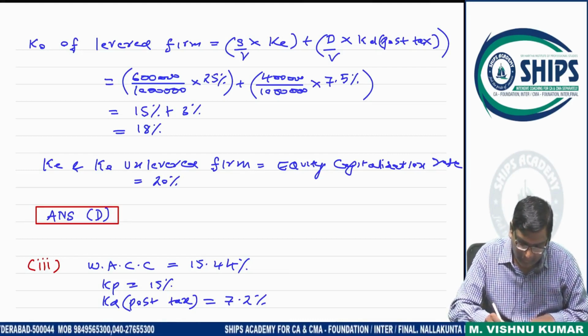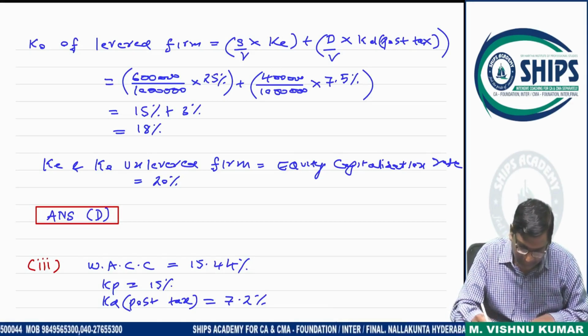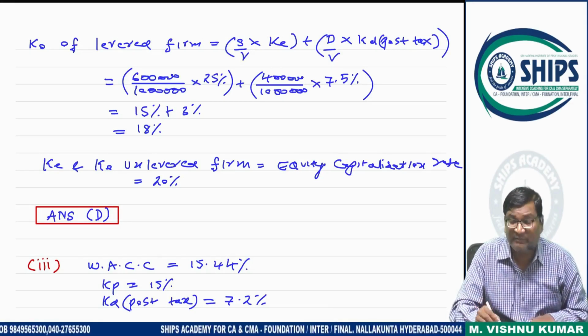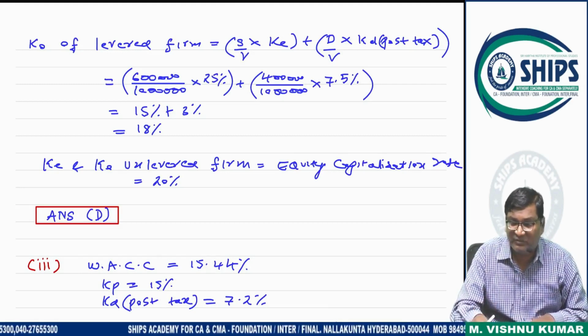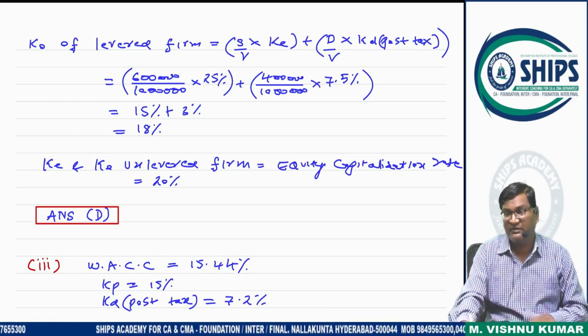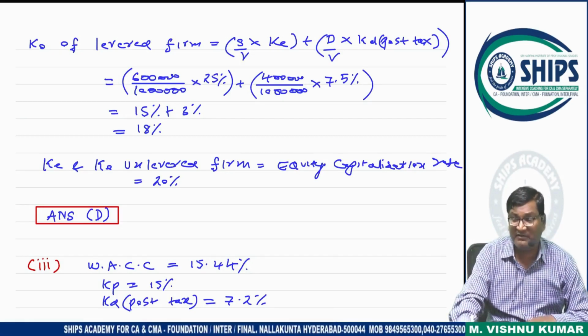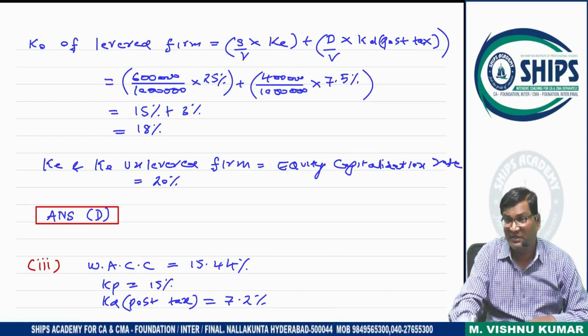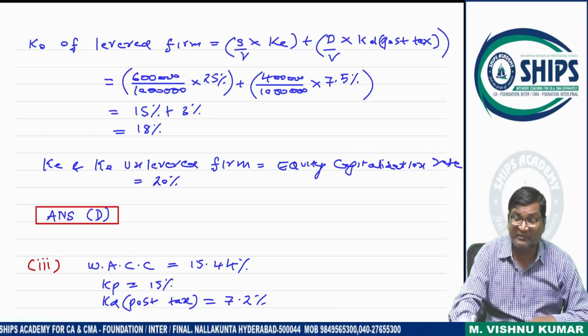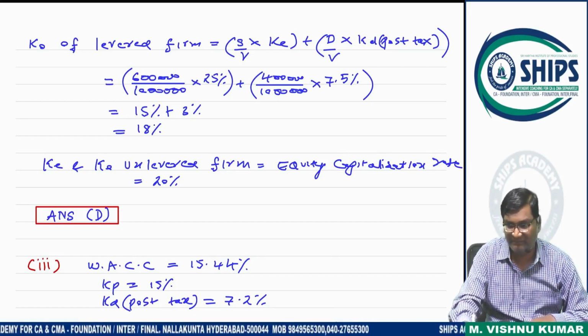So weight of equity into cost of equity, weight of debenture into cost of debenture. Always remember, cost of debenture, when the tax rate is given, should be post-tax. Please remember, post-tax is required. If you apply pre-tax, it will be wrong, because on debenture there is always a tax benefit.